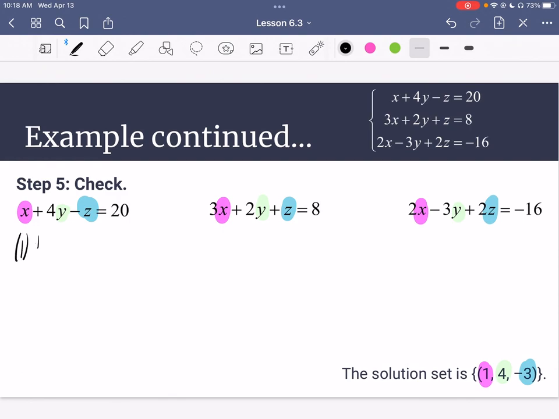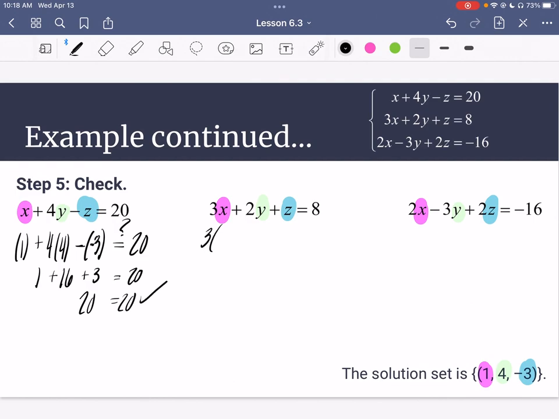Okay, so 1 plus 4 times 4 minus 3. Make sure you put that in parentheses because it's a minus z, and z is already negative. So I don't want to miss that second negative. I'm going to see, does that equal 20? Well, this becomes 1 plus 16, and then minus negative becomes a positive as well. So 1 plus 16 is 17, plus 3 is 20. That does, in fact, check out. Okay, so that one works.